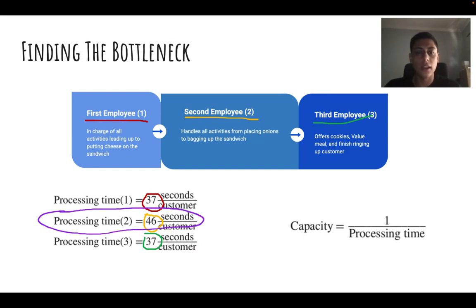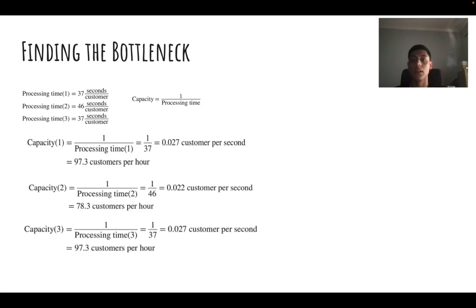So to be sure, let's calculate the capacity. Our formula for calculating capacity is pretty simple. We take 1 for a singular customer and divide that by the processing time of each employee. With that in mind, let's use the formula I just mentioned to find the capacity for each employee and the processes they handle.